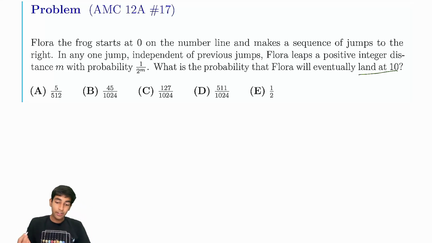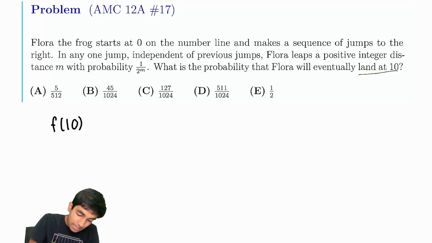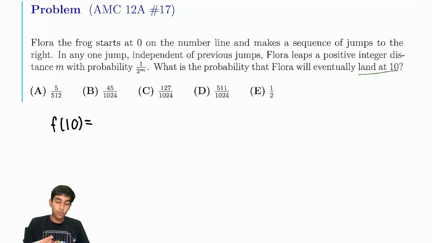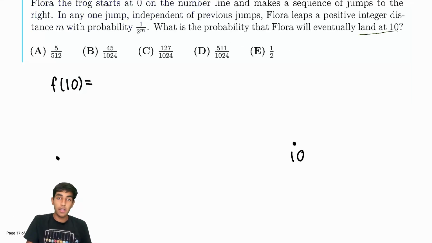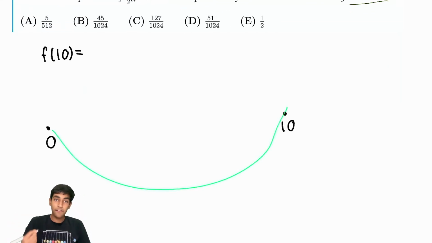So if you watched the states video, you know that naturally the best way to do this is just to write out equations. What is f of 10? Well, f of 10 is the probability of reaching 10 on the number line when you're 10 away. So over here, when you're at 0, you're 10 away. So the probability of going all the way here is f of 10.